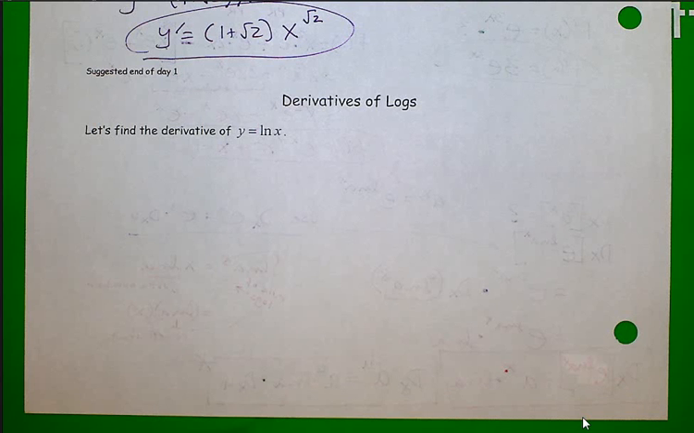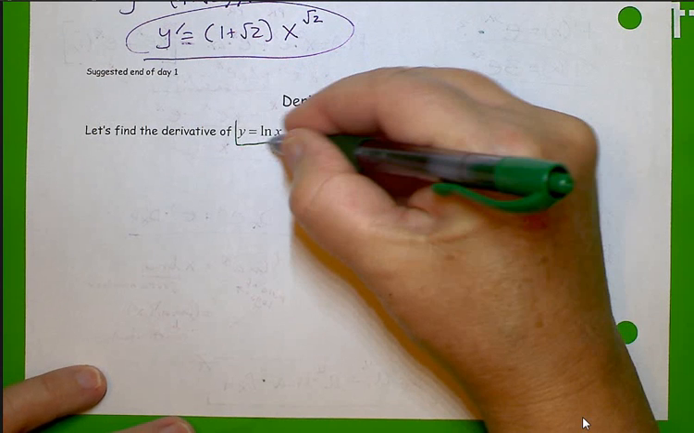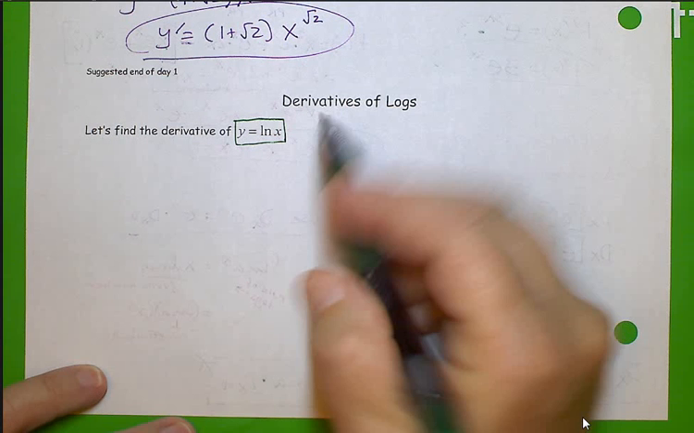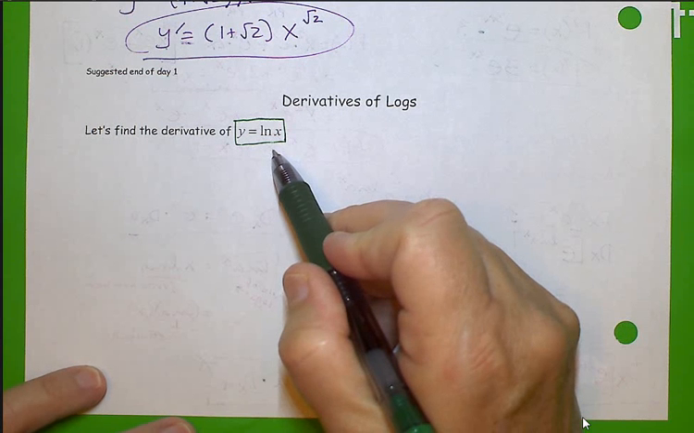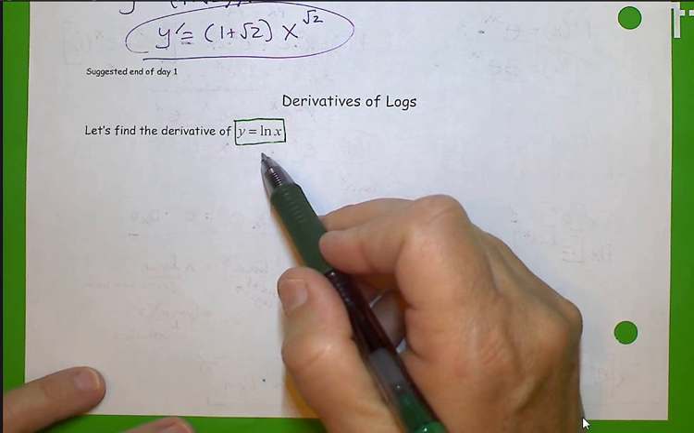Alright, now we're going to do derivatives of logs. Let's find the derivative of y equals natural log of x. Well, we don't have a rule for natural log of x yet, so let's rewrite this in a power of e.